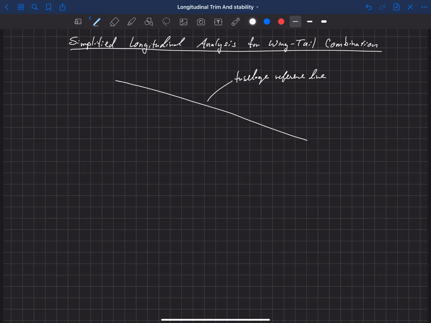So for example, we're going to say that our free stream velocity, V infinity, is aligned with that. And that is angled relative to the horizontal by gamma. Gamma is our climb angle. So this aircraft is climbing relative to the horizontal by this angle gamma. We're going to assume that the thrust on the aircraft is aligned perfectly with V infinity.